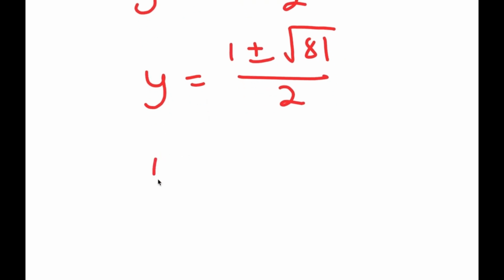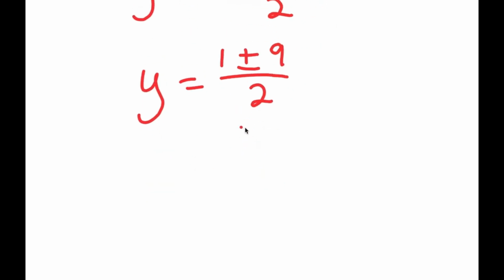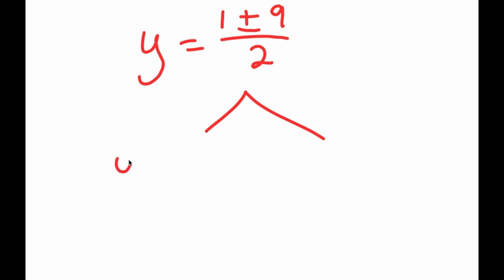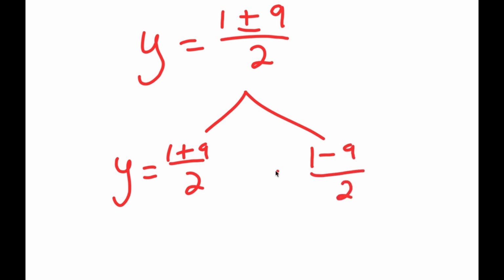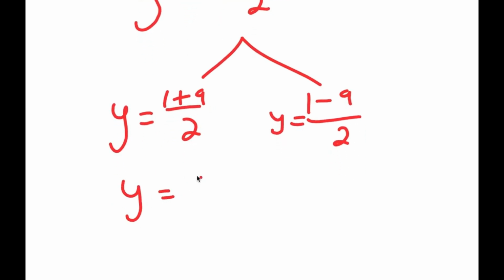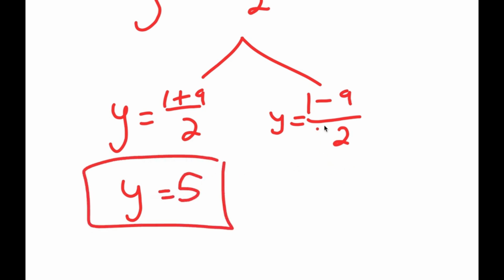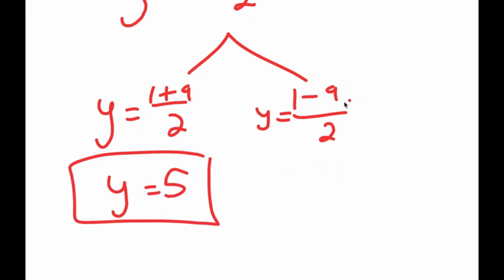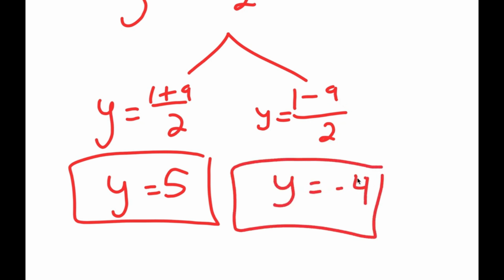So I get y is equal to 1 plus or minus 9 over 2. Now this gives me two solutions. I get y equals 1 plus 9 over 2 and y equals 1 minus 9 over 2. So 1 plus 9 is 10, and 10 divided by 2 is 5, so I get y equals 5 as one solution, and 1 minus 9 is negative 8. Negative 8 over 2 is negative 4, so y equals negative 4 is another solution.